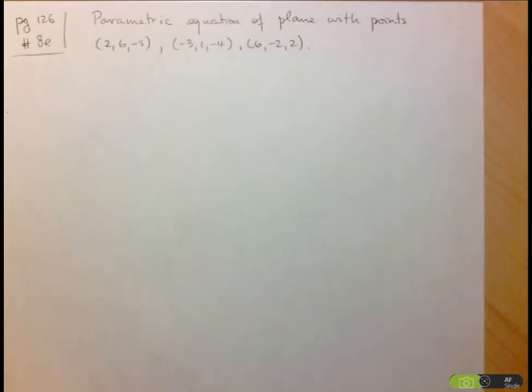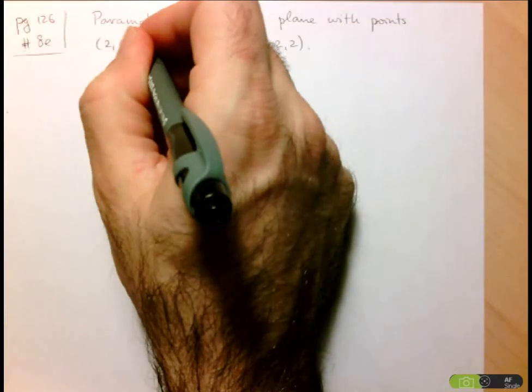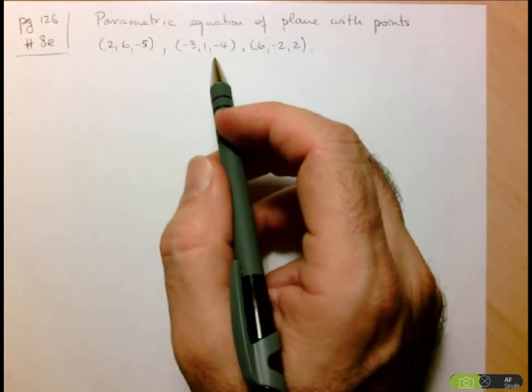Hi folks, we're going to take a look at question 8E from page 126. Here they're asking us for the parametric equation of a plane that contains these 3 points.